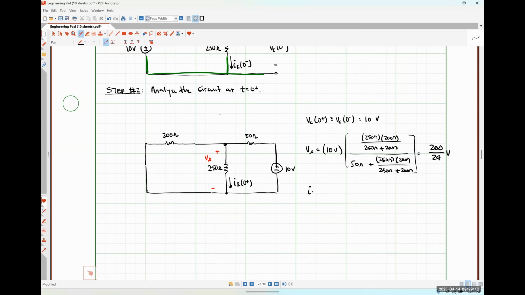And from here, IR at 0 plus is just going to be Vx divided by 250 ohms, which I get to be 27.586 and some change milliamps. So before we move on from this step, did anybody else get those values? Okay.